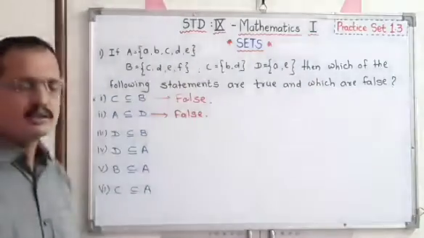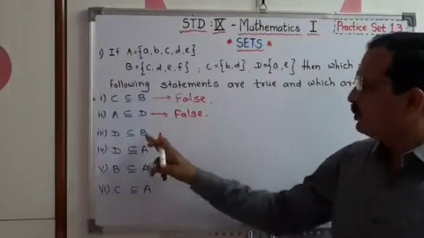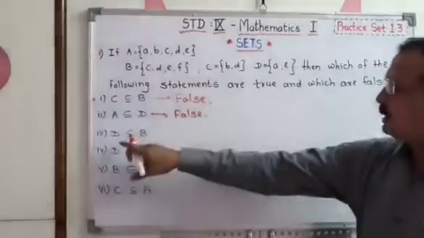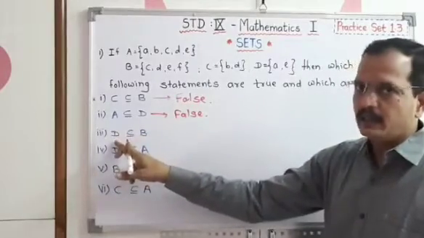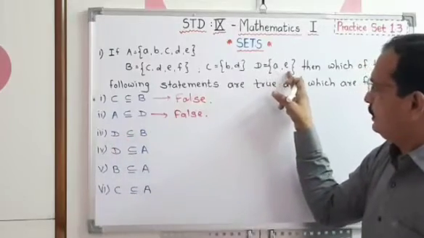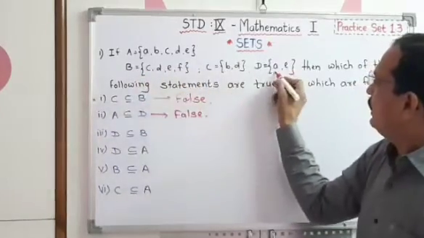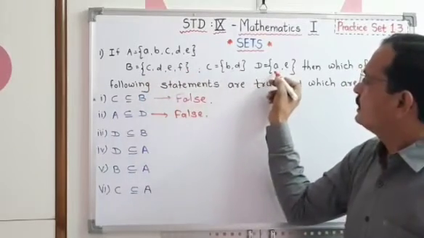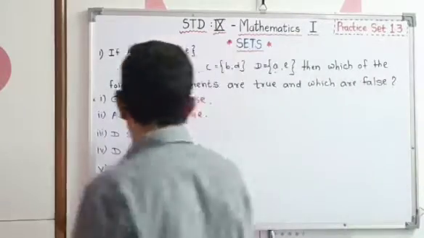Now, see the third statement. It is D is a subset of B. Now, verify whether this statement is true or false. If D is a subset of B, that means all the elements of set D must be present in set B. Verify this. Elements of set D are A and E. Are they present in B? See, observe the set B. Here A is not present in set B. That means one element of set D is not present in set B. Therefore, this statement is also a false statement.